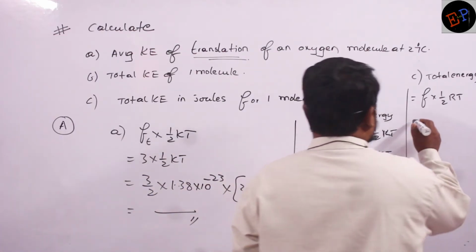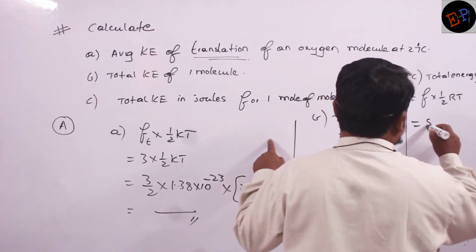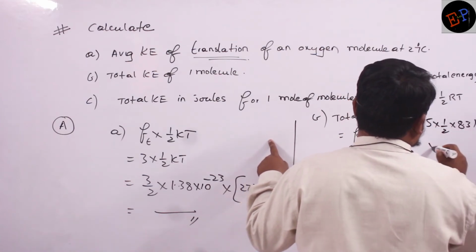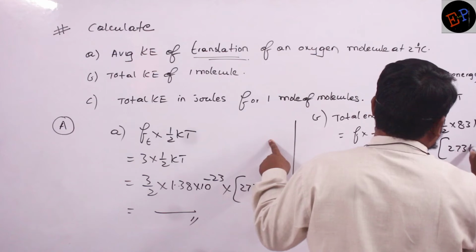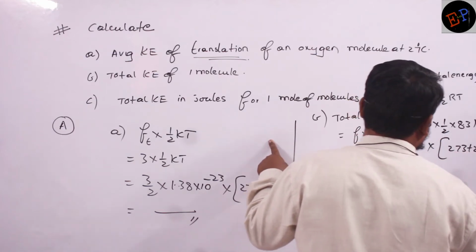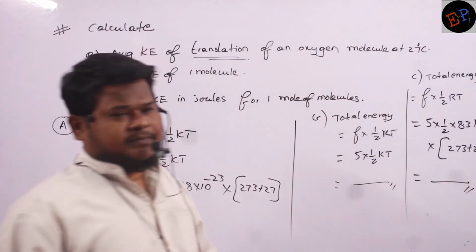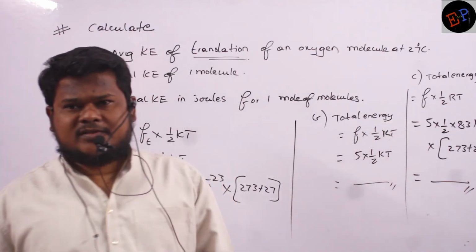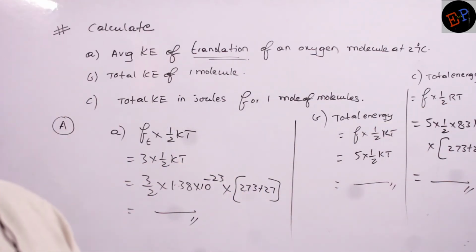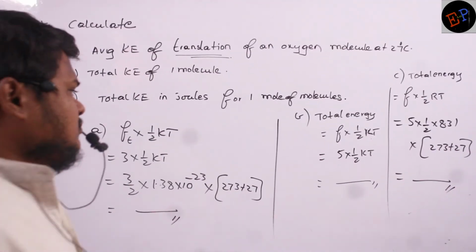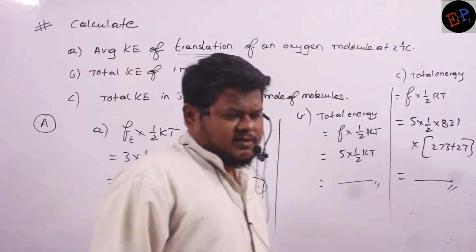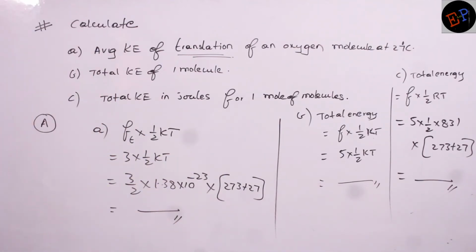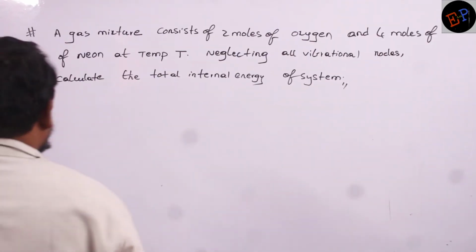So just substitute. How many degrees of freedom? 5. Half, R value 8.31, multiplied by the temperature, 273 plus 27. Do this calculation and you will get the answer in joules only, because the R value 8.31 is in the SI system. That's it. The answers I will not say, you calculate yourself.